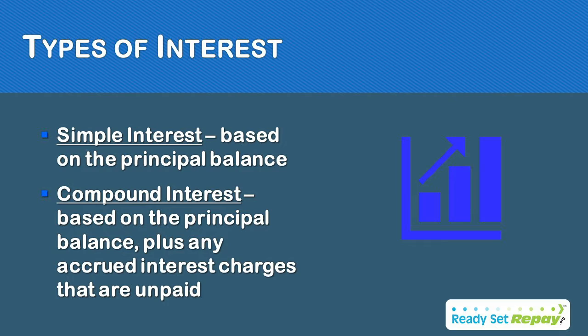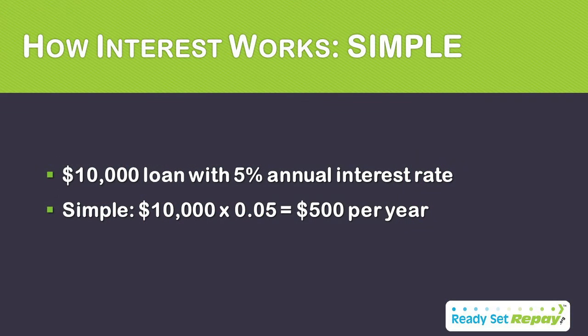Simple interest is charged based on the principal balance of the loan, or the original amount borrowed. Compound interest is based on the overall loan balance. This includes the original amount borrowed, plus any interest charges that have accrued but haven't been paid. For example, if you took out a $10,000 loan with a 5% annual interest rate, and repayment was calculated with simple interest, the loan would accumulate $500 in interest every year.